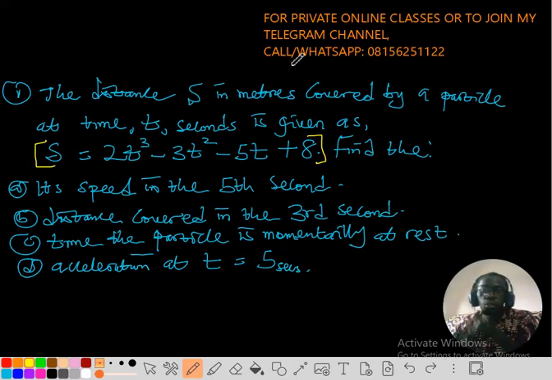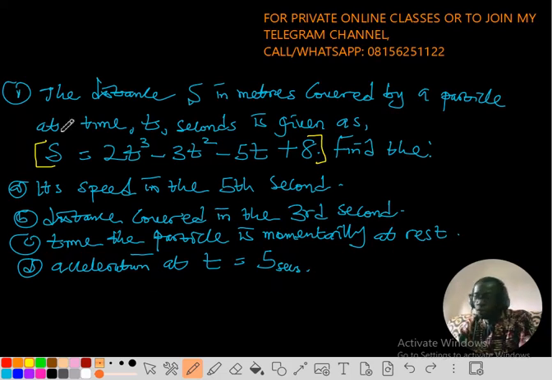The distance x in meters covered by a particle at time t in seconds is given as x equals 2t raised to power 3 minus 3t squared minus 5t plus 8. Find its speed in the 5th second, distance covered in the 3rd second, time the particle is momentarily at rest, then acceleration at t equals 5 seconds.